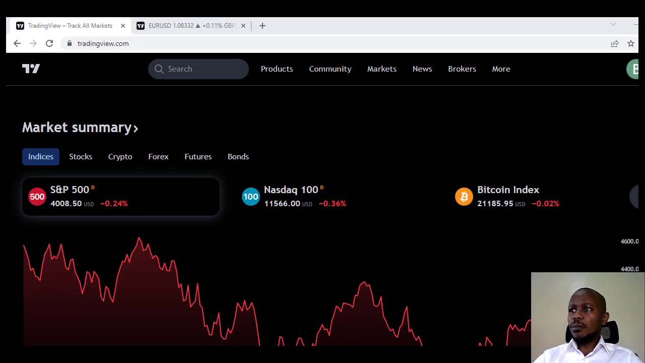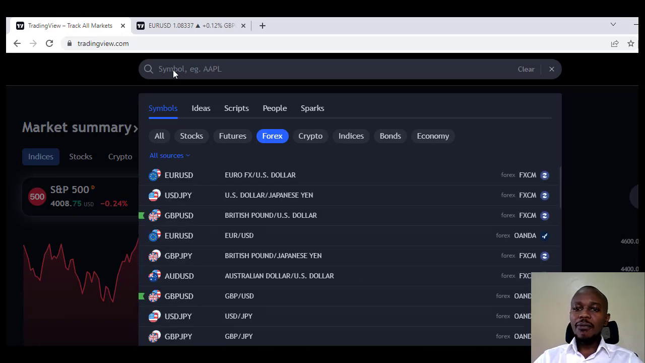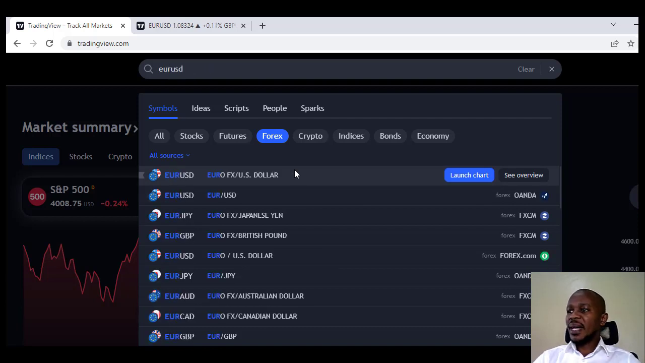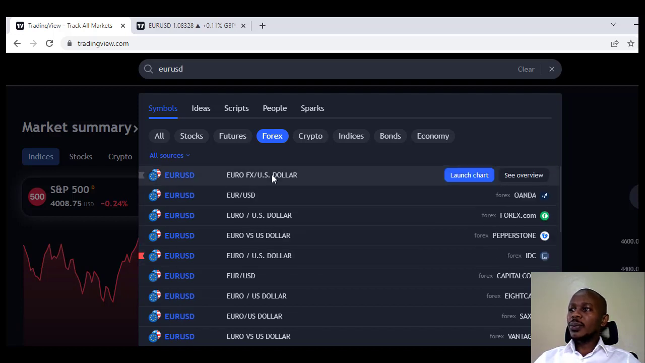On tradingview.com, the first thing I need to do is to access the kind of pair I want to work with. In this case, I'm focusing on forex. As you can see on the screen, there are many other products which you can work with, but in this case, I would like us to access the Euro USD currency pair. So once you have that, you can launch it.